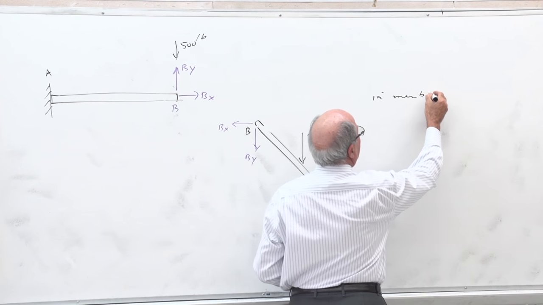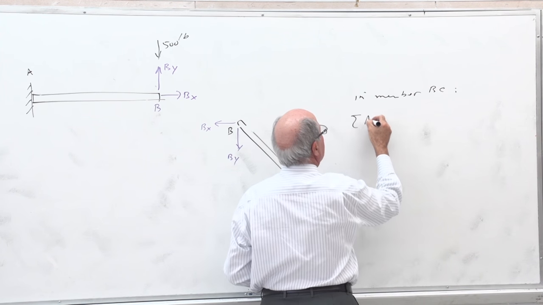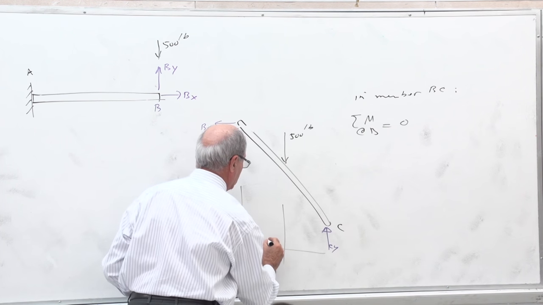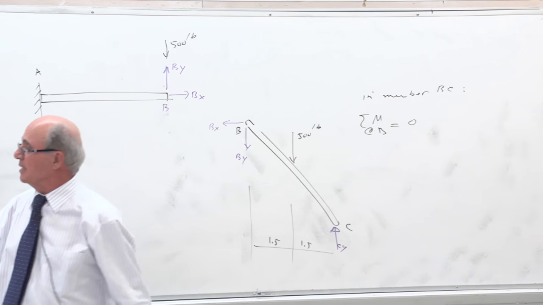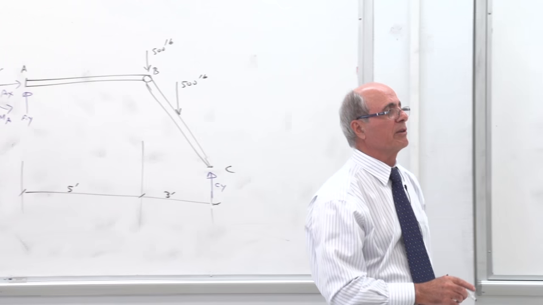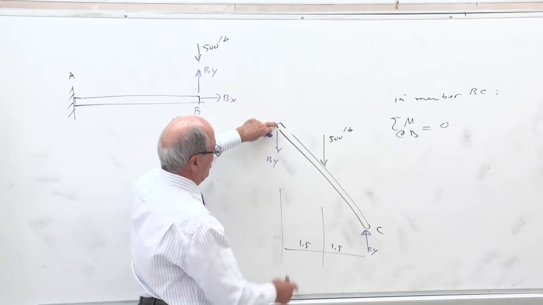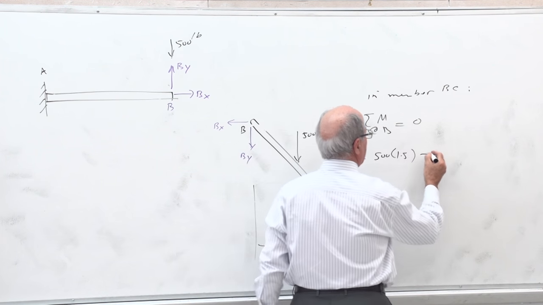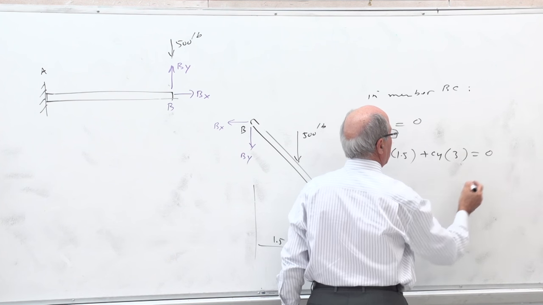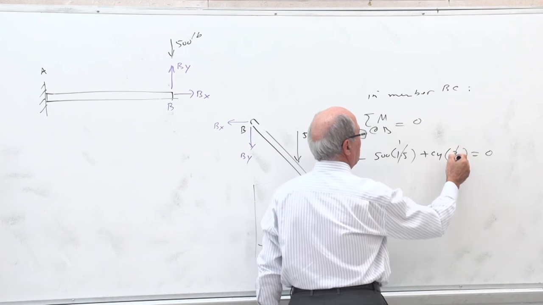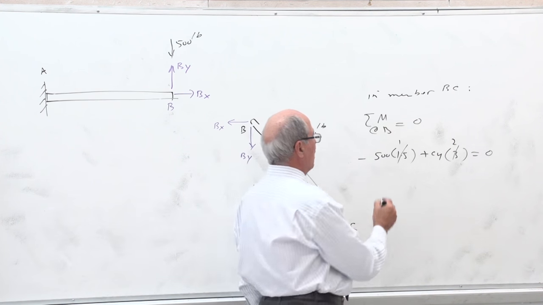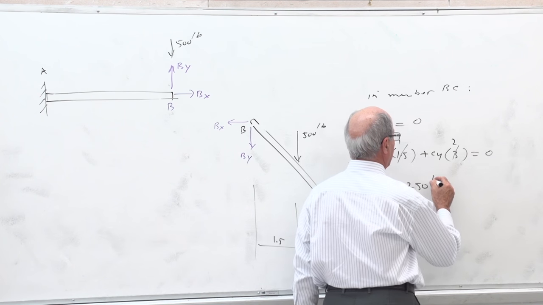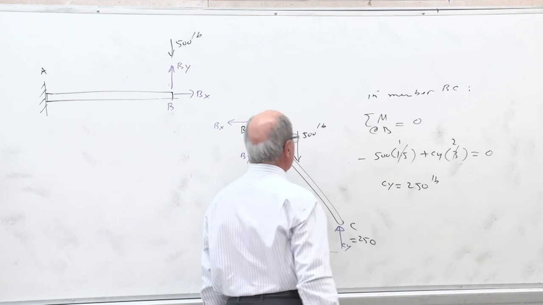In member BC, take the moment at point B equal to 0. Now remember what we had here. This distance is 3. You said it before, 1.5 and 1.5. Isn't that what we had when I did it here? These two have no moment, so 500 times 1.5 going negative plus CY times 3 going positive equals 0. As you see, this is the ratio. That's what I asked you to do in your head. So obviously CY must be equal to 500 divided by 2, therefore it will be 250 pounds going up. What's the value of BY now?